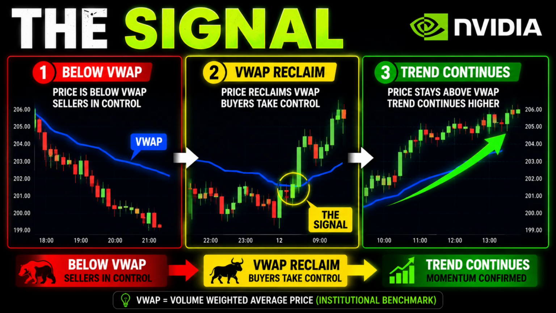This is why VWAP is powerful. It gives structure. A beginner might look at the chart and just see random candles, but a trader using VWAP sees a story. Below VWAP means sellers are winning. Reclaiming VWAP means the battle may be shifting. Holding above VWAP means the bullish move is being confirmed. That is the difference between reacting emotionally and trading with a plan.